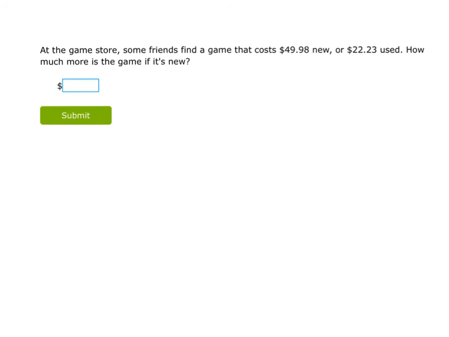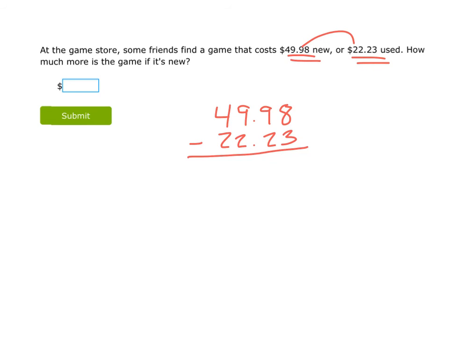All right. At the game store, some friends find a game that costs $49.98 new or $22.23 used. How much more is the game if it's new? So again, this is subtraction because they want to know the difference between these two prices. So I'm going to put $49.98 first, subtracting $22.23. 8 minus 3, 9 minus 2, bring the decimal straight down, 9 minus 2, and 4 minus 2.